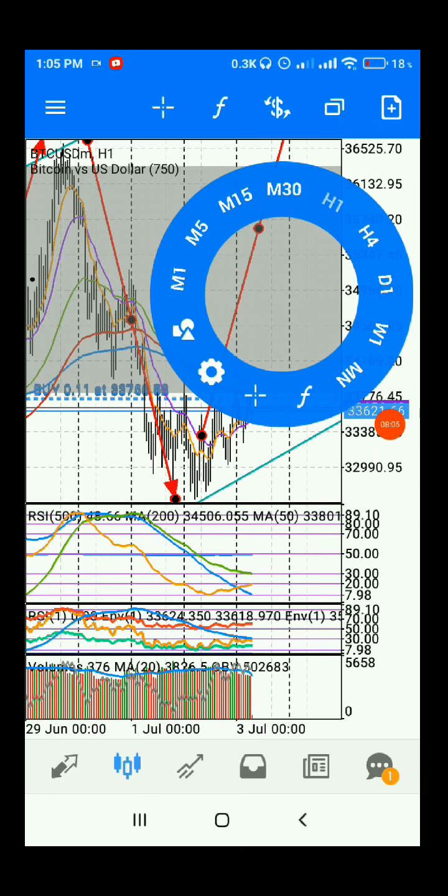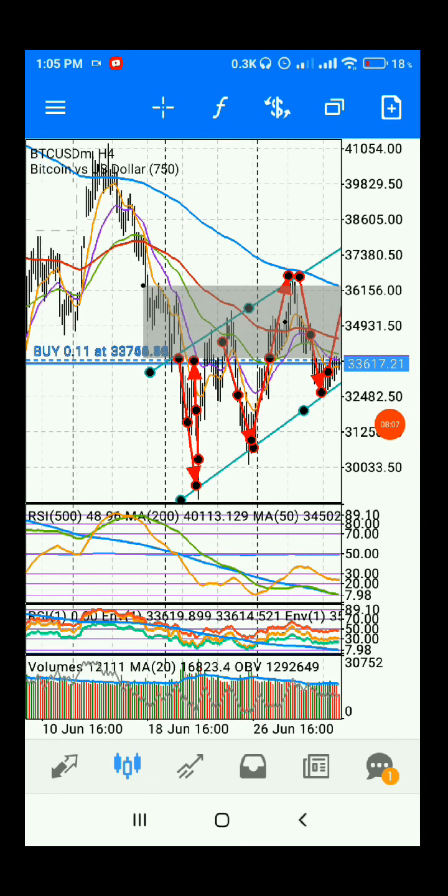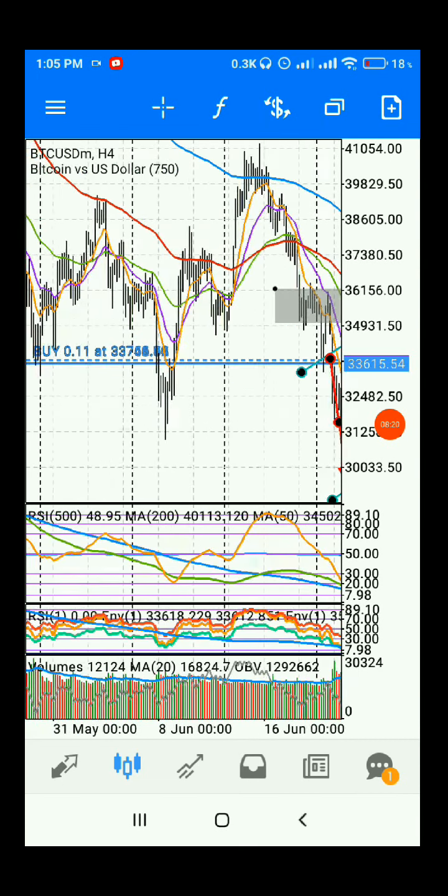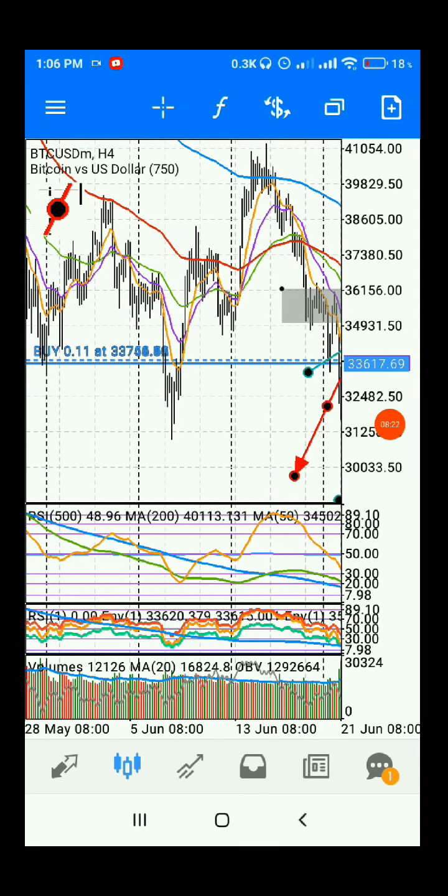Okay, I go to the H4 and show you. Whenever you see this point, here is the zone, that is the fresh zone, the demand, one of the demand zones, to take profit.